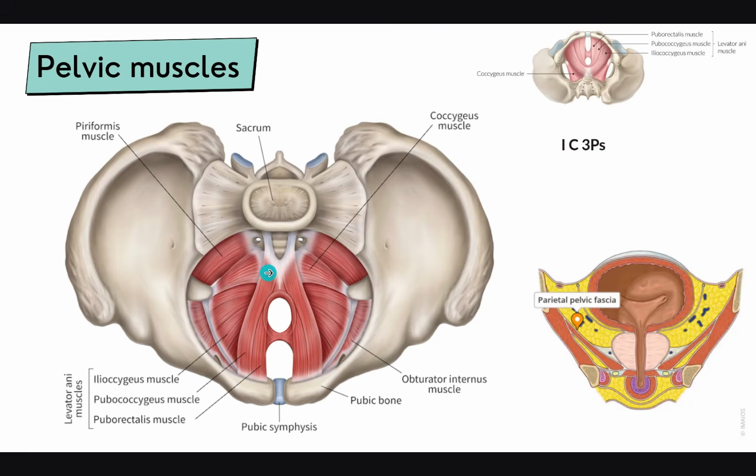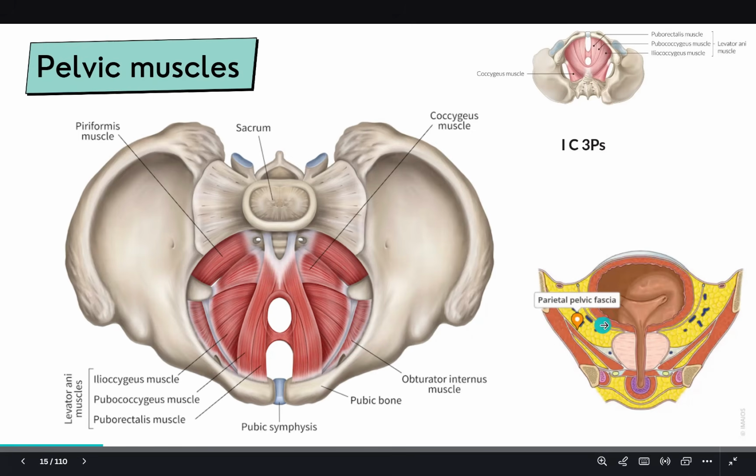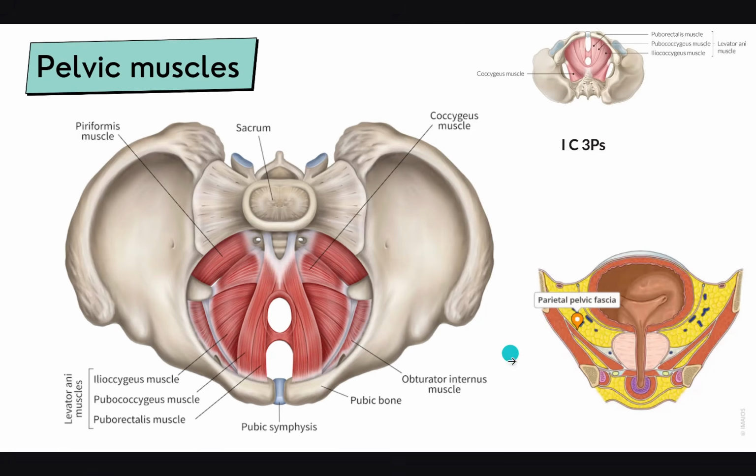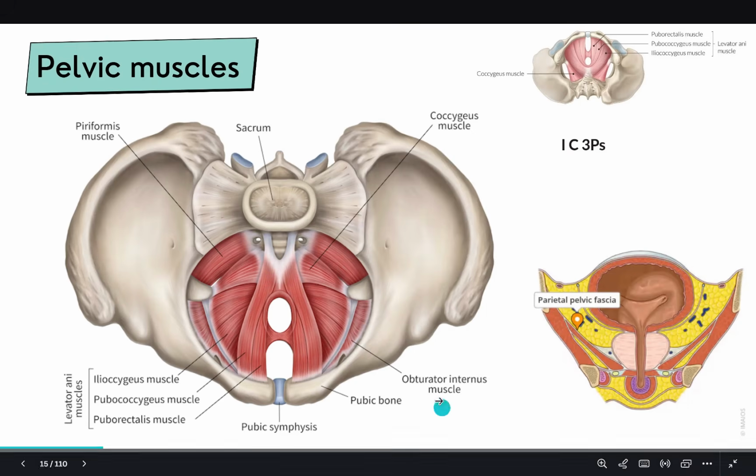This is one more structure. And there's one more structure, which is the fascia. Okay, the pelvic fascia. The pelvic fascia covers all of these muscles over here. It's also called the parietal pelvic fascia because there's another fascia called the endopelvic fascia. And the endopelvic fascia is the one that covers the organs. I'll talk about that later.